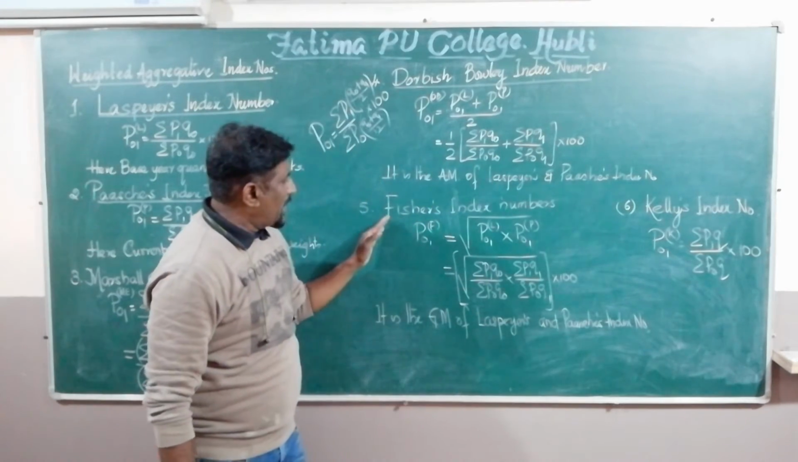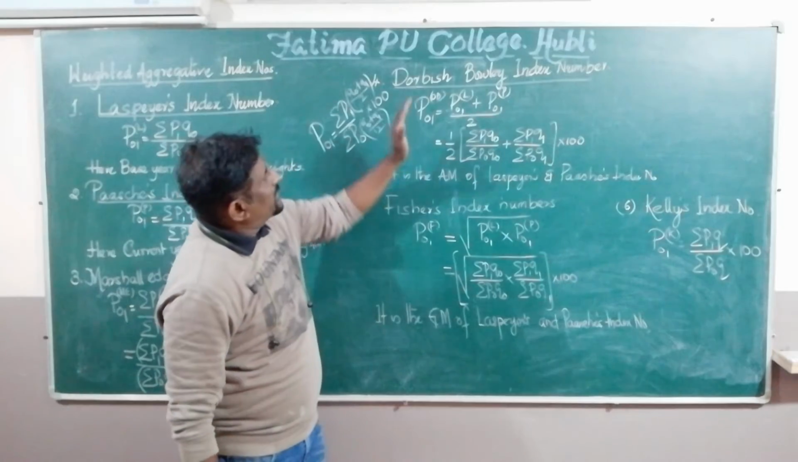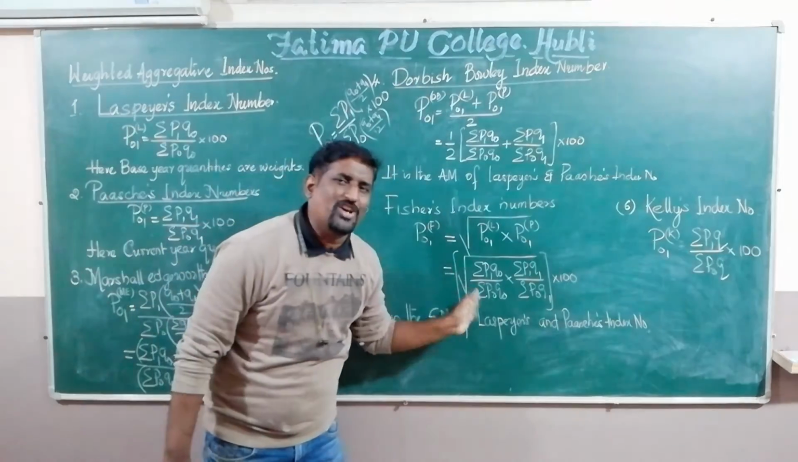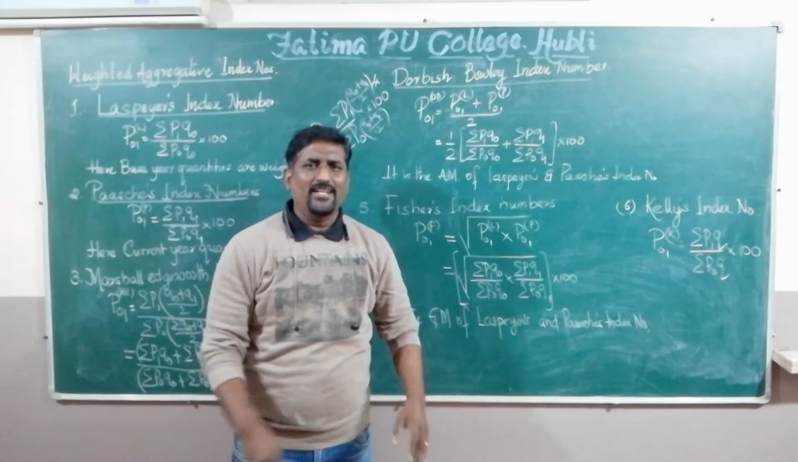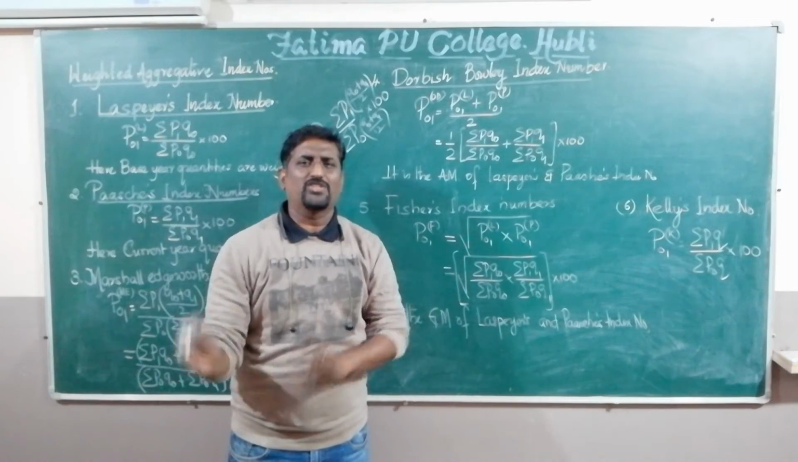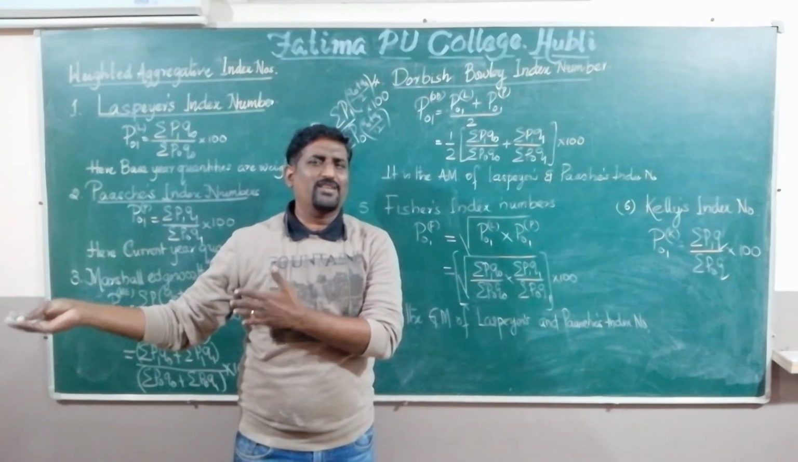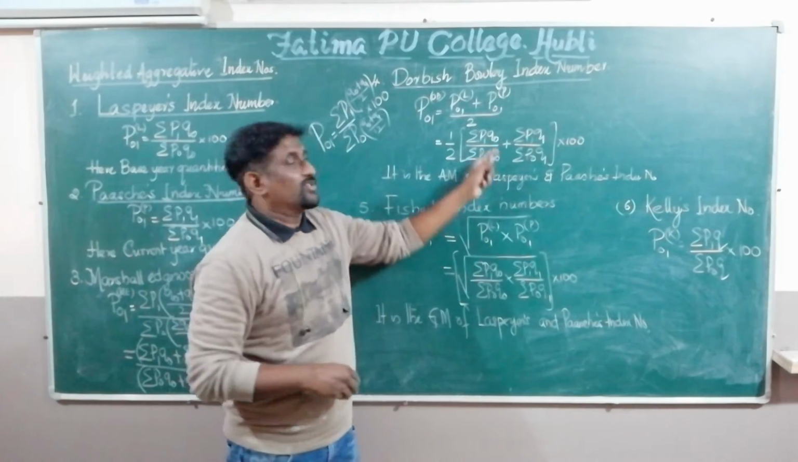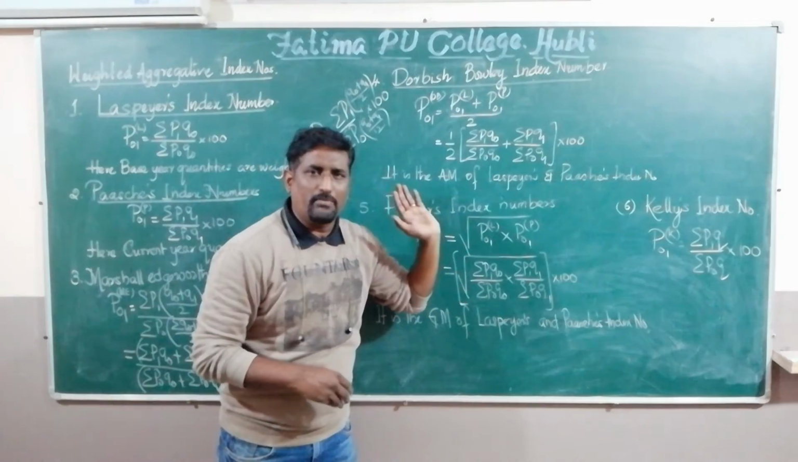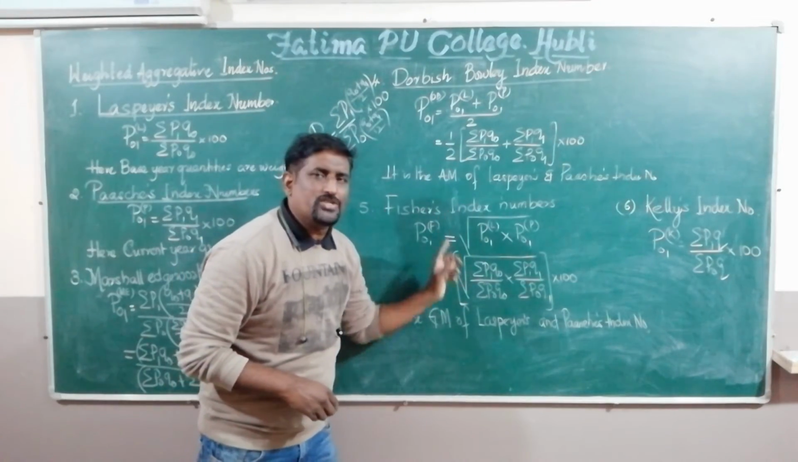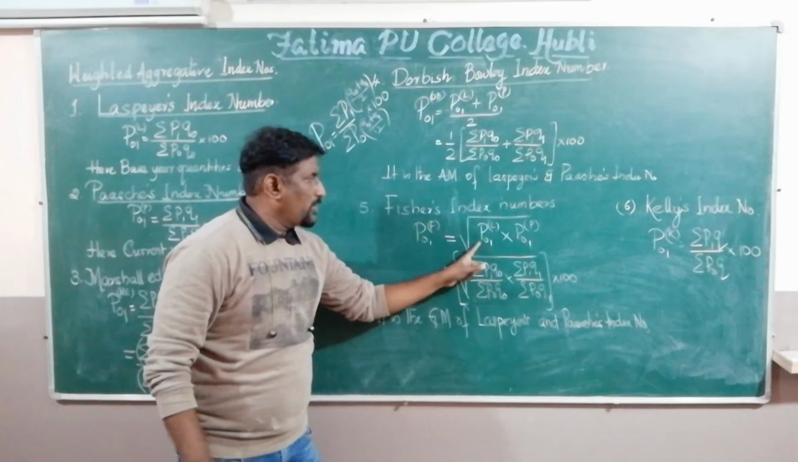Okay. The same way, likewise, Fisher's index number. When there is an arithmetic mean, there should be a geometric mean, students. Right? In index numbers, this is arithmetic mean, geometric mean. In the previous case also, I have seen arithmetic mean, geometric mean. Here also it is arithmetic mean, geometric mean. So Fisher's index number is the geometric mean of these two values.